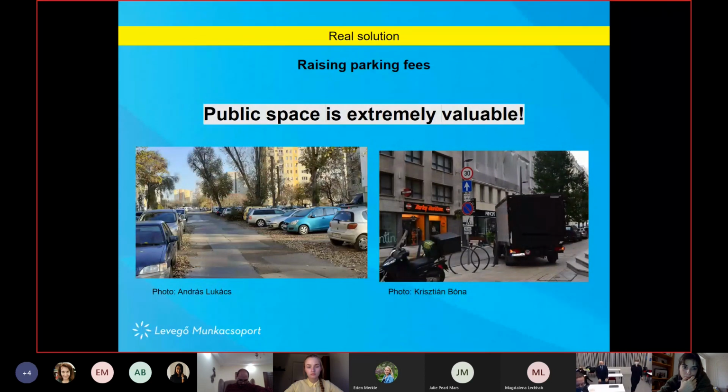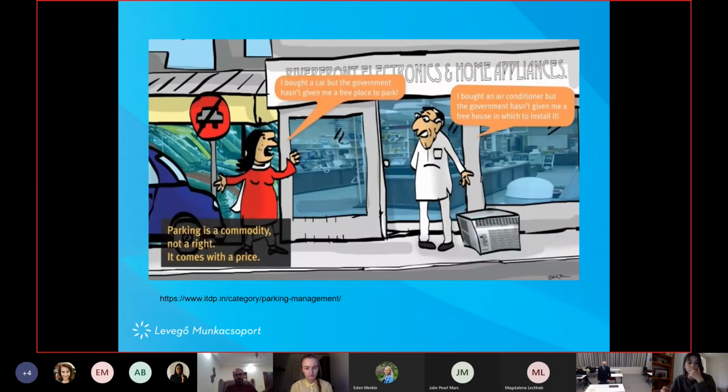So another method is raising parking fees. And why? Because public space is extremely valuable, especially in the city and even more in the city center. What is public and very expensive, we shouldn't give for free or for a low price, because then demand will always be much larger than supply. So there will be many more cars, and as I already said, many places will be turned over to parking.